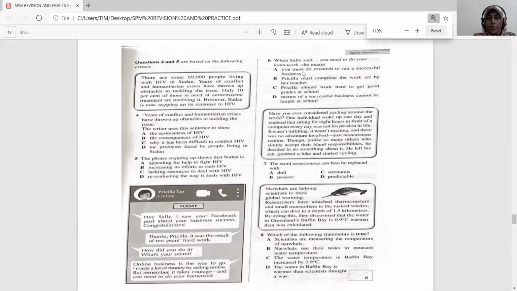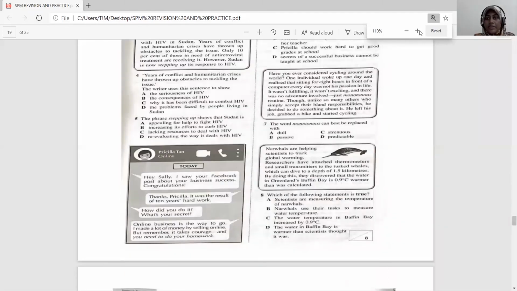Okay. When Sally says you need to do your homework, what does she mean? Exactly. You must do research, right? Homework. It's not that you get good grades at school. Wrong. So it's not about school. All right. So teacher and school are wrong. So A. Okay. Number 7.